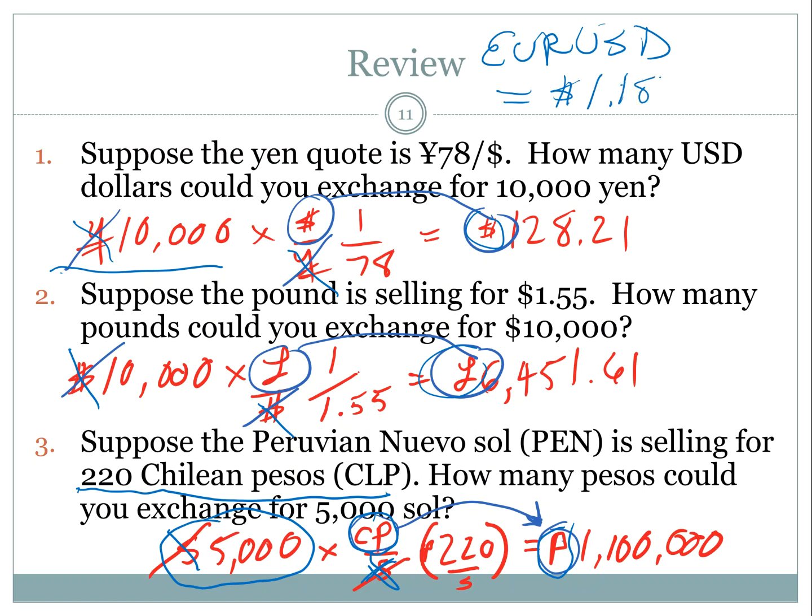I was just thinking, watch your units. The EUR USD is the dollar price of a euro. So the second one is always the actual quote.